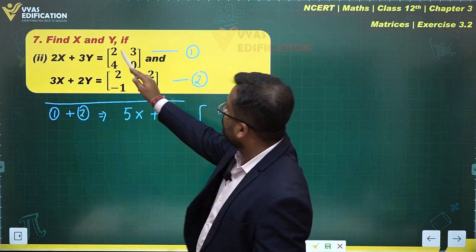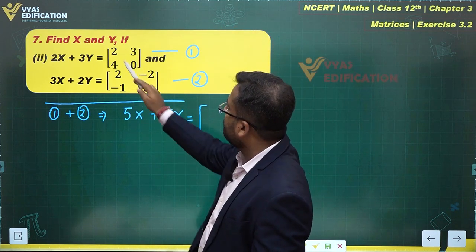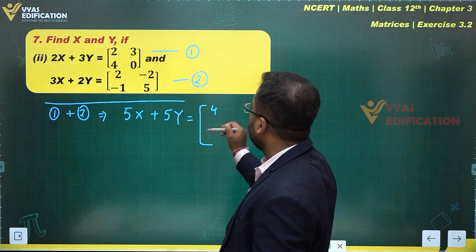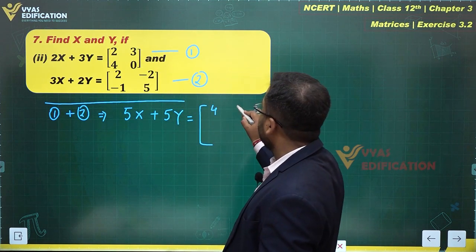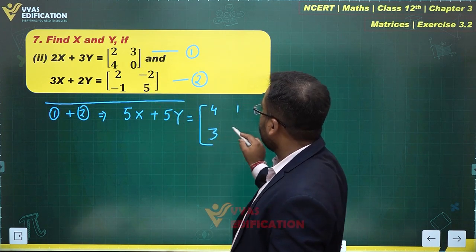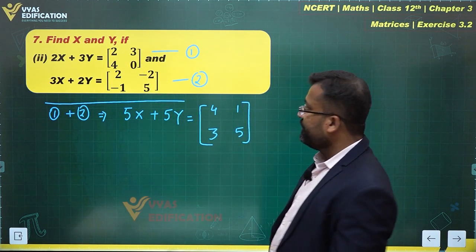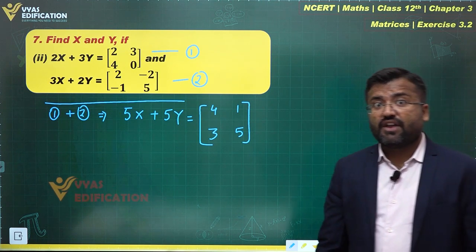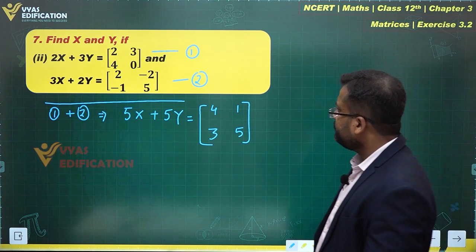What is that? This is [2, 3; 4, 0] plus [2, -2; -1, 5]. 2 plus 2 is 4. 3 minus 2 would be 1, 4 minus 1 would be 3, and 0 plus 5 would be 5. This is what I'll get. This is 5x plus 5y, as you may observe over here.